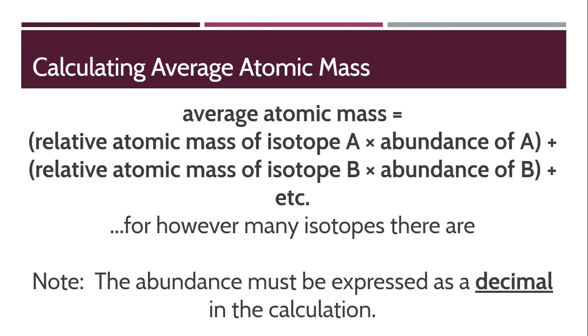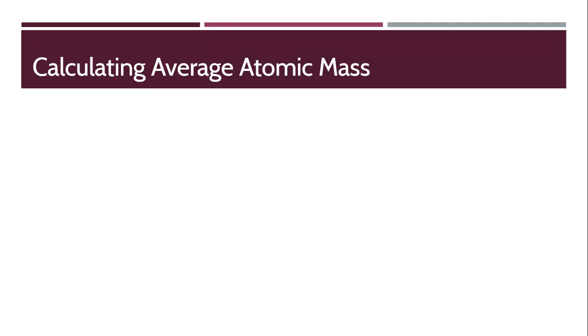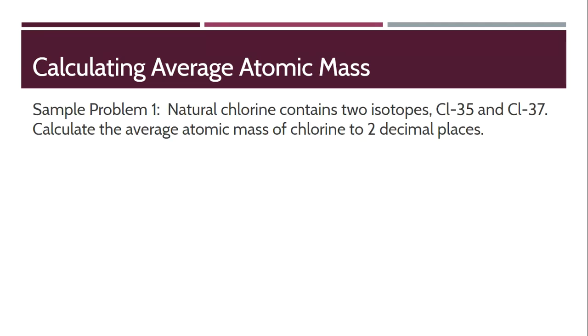When you're using this formula, you need to make sure that the abundance is expressed as a decimal. Right? So you take that percentage, divide by 100 to get it to a decimal. Otherwise, your answer is going to be off by a factor of 100. So let's look at some samples. The first one: natural chlorine contains two isotopes, chlorine-35 and chlorine-37. Calculate the average atomic mass of chlorine to 2 decimal places.